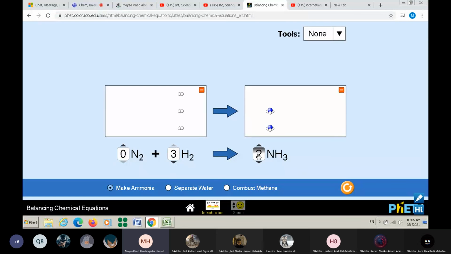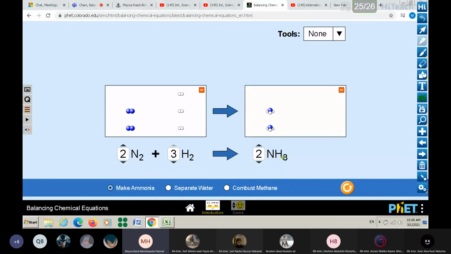If you change these coefficients, that will give you the balanced chemical equation. But we don't change the subscript. The subscripts I'll keep the same. Next time we will talk about these steps, how to balance this chemical equation.